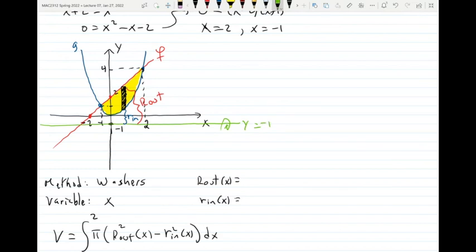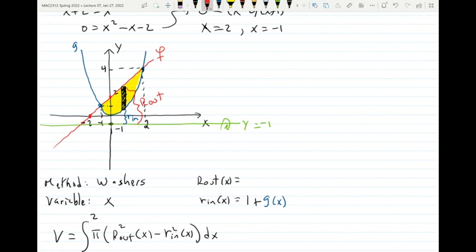If it was the x-axis, then R in would just be g, and R out would just be f. So you can either do it top minus bottom, but it's kind of nice to see that R in you can do by doing 1 plus the function g.